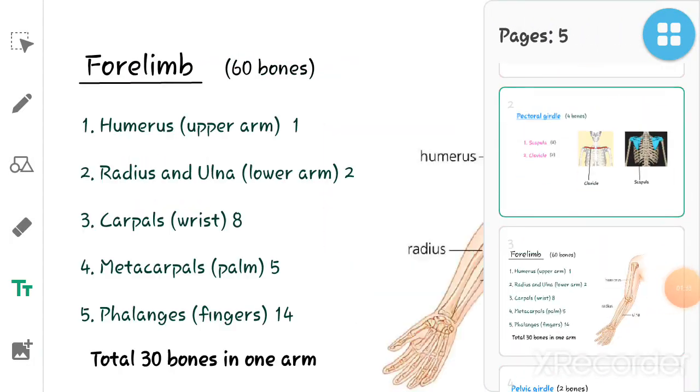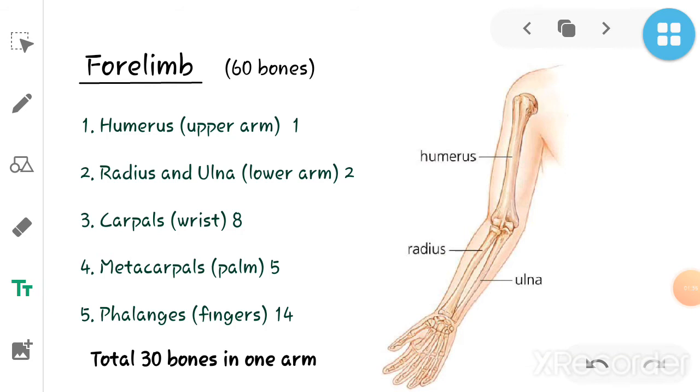Moving further, we have the forelimb. In the human body, 2 forelimbs are there and the total bones in the forelimbs are 60. Let's start with the different types of bones present in our forelimb. In this video, I'll discuss only one arm. The upper portion of our arm is made up of only one bone, which is known as the humerus. Then the lower portion of our arm is made up of 2 bones. One is radius and the second is ulna. The position of the radius is very interesting. The side where your thumb points, this is the side of your radius.